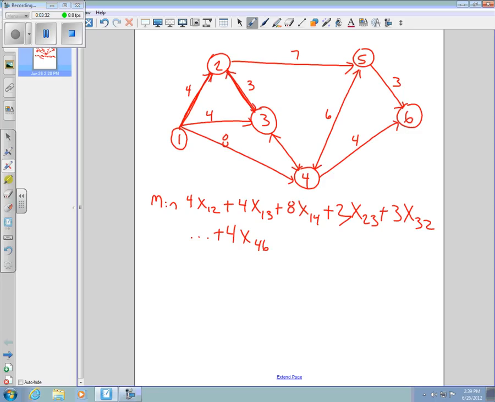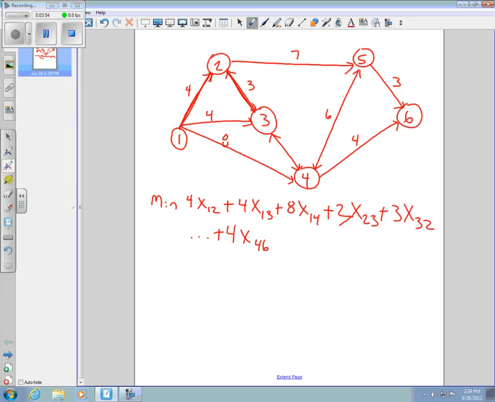This equation will keep going until we've included every possible arc, and it'll wrap up with, let's say, plus 4x46. Okay, so in this example, there's going to be 1, 2, 3, 4, 5, 6, 7, 8, 9, 10, 11, 12, something like 12 decision variables. There's not that many arcs, but some of the arcs are moving in both directions.